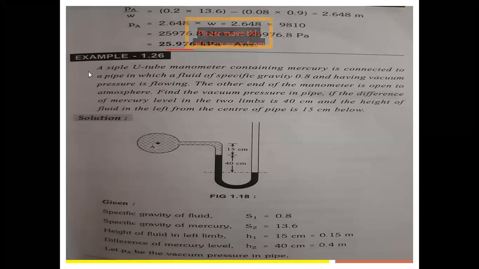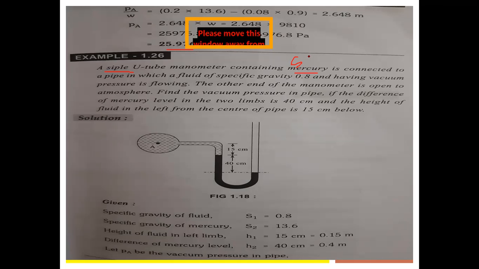See the next problem. A simple U-tube manometer containing mercury. Here also you are using mercury. When mercury is given, you must remember that simply S is equal to 13.6. Now, the manometer containing mercury is connected to a pipe in which a fluid of specific gravity 0.8 flows. So here S1 is 0.8. We take the left side first. This one is the left hand side, this one is the right hand side. This is called the left hand limb. This is the right hand limb.